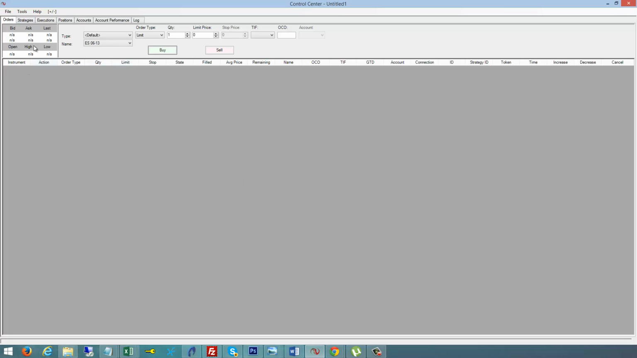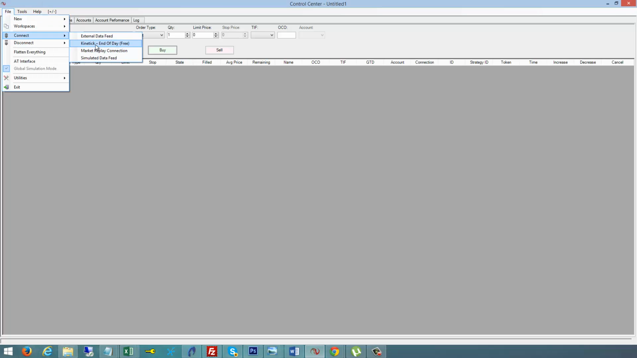Okay, so the first thing you really want to do is get some data into NinjaTrader. To do this, we click File, Connect, and we would choose the Kinetick end of day free feed. This is one of the best features of NinjaTrader. Kinetick provide them with an end of day data feed, which is for pretty much everything: forex, stocks, indices, the lot. So for swing traders, this is what you need, and it really does get you up and running. And yeah, it's one of the best features of NinjaTrader.